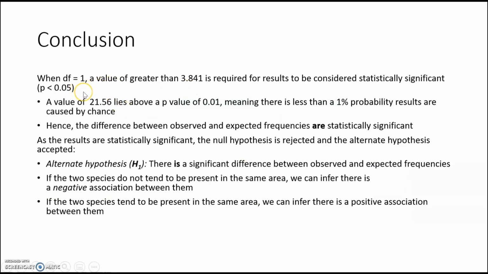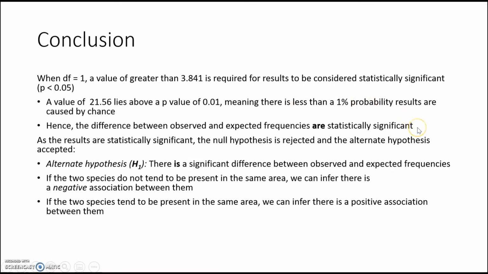Yes, so this is basically just a sum up. For a chi-squared test with a degree of freedom of 1, a value greater than 3.841 is required for the result to be statistically significant, meaning that the p-value is smaller than 0.05. And the chi-squared value that we calculated is 21.56, so it's way above this number, which also means that we have a p-value smaller than 0.01, which means that there is less than 1% probability that the results we see are just caused by chance.